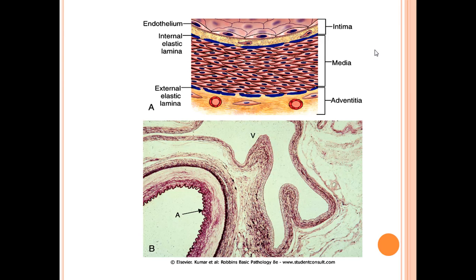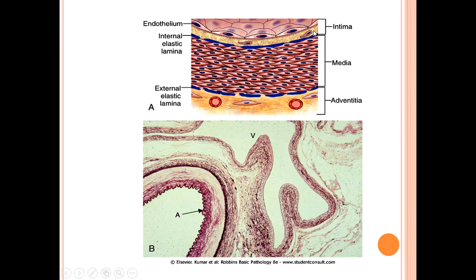Before going into the contents of the lecture, this is only a quick revision of the normal histology of the blood vessel. As we have learned before, there are three layers within the wall of any blood vessel, and these are the intima, the media, and the adventitia.